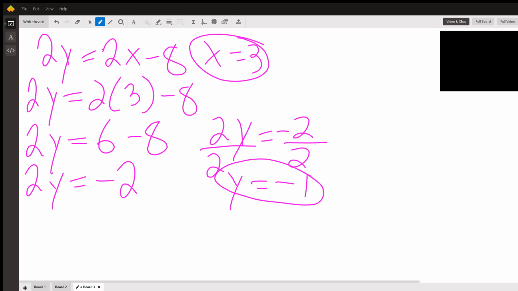Or you can write it as an ordered pair: oops, not negative 3. 3, comma, negative 1.